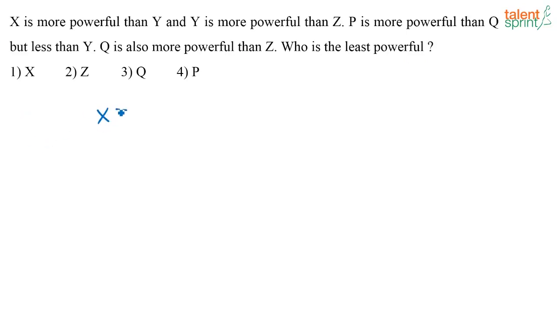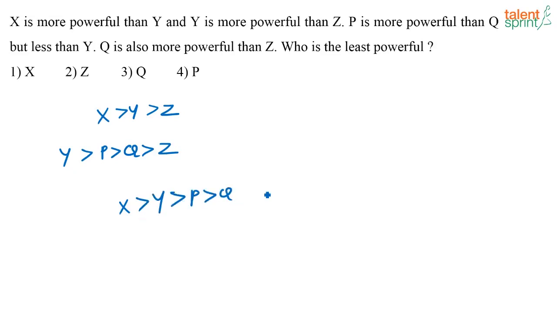X is more powerful than Y and Y is more powerful than Z. Then the next statement they have given: P is more powerful than Q but less than Y. And it is also given Q is more powerful than Z. So what will be the arrangement of the persons in terms of their power? X is the most powerful person, followed by Y, followed by P, Q and Z. So who is the least powerful person?